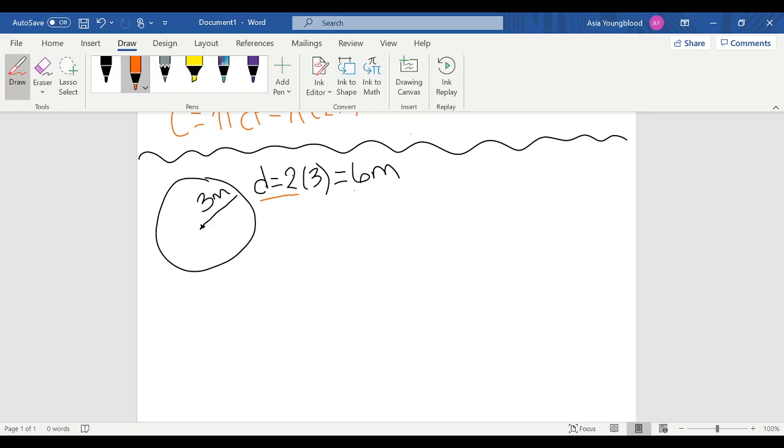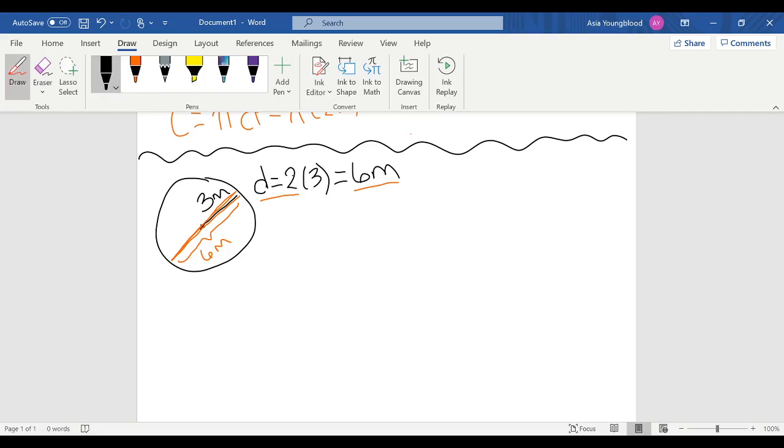So this diameter D, right? So that would be this whole distance here from end to end of the circle through the center is going to be 6 meters. So if they give you from end to end, that's the diameter. If they give you from center to end, that is the radius. So this is 6 meters.